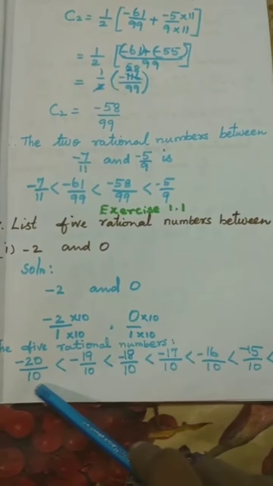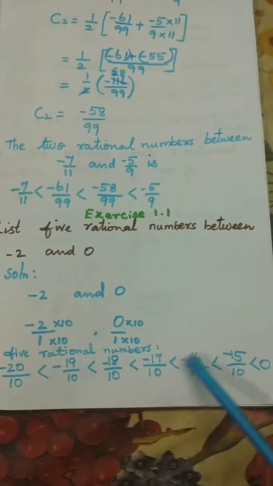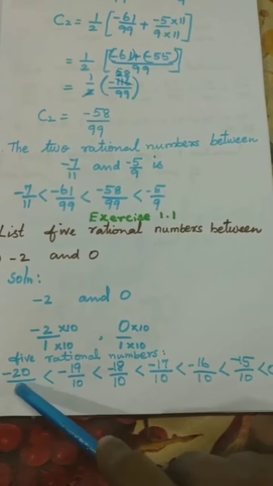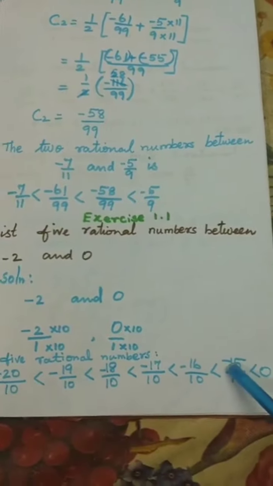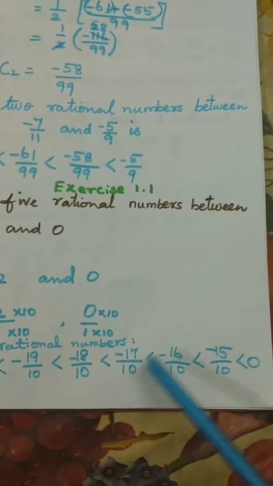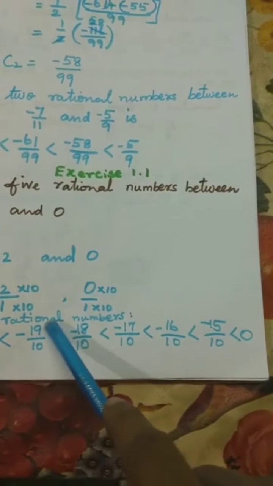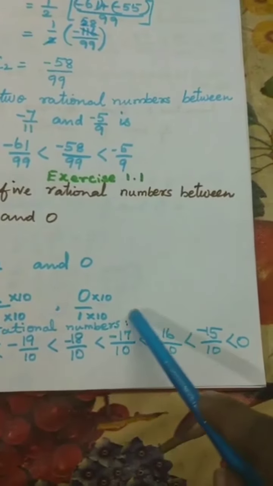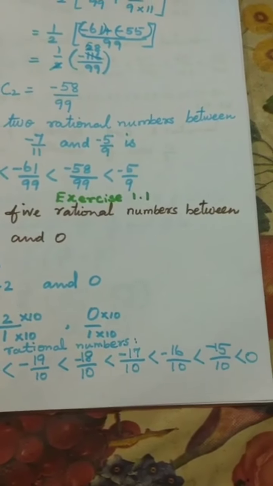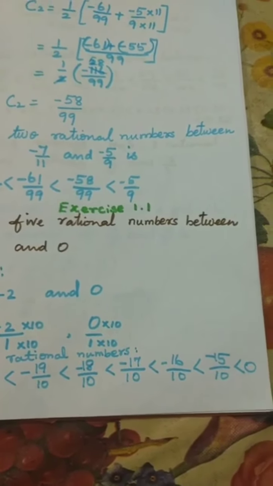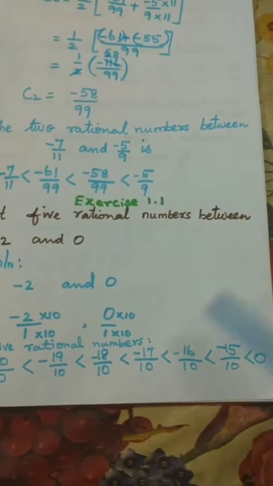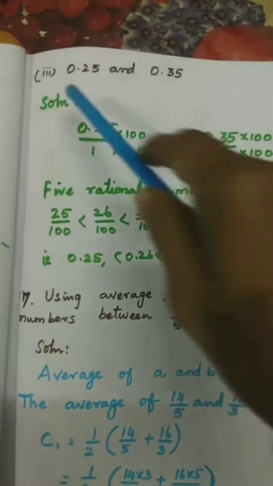Now it comes as minus 20 by 10, isn't it? Then we have to come between minus 20 by 10 and 0, you have to write 5 rational numbers. Any five rational numbers. You have many rational numbers, isn't it? That is minus 19 by 10, minus 18 by 10, minus 17 by 10, minus 16 by 10, minus 15 by 10. We can write many, minus 14 by 10, but we need only 5. So we have written 5 rational numbers.